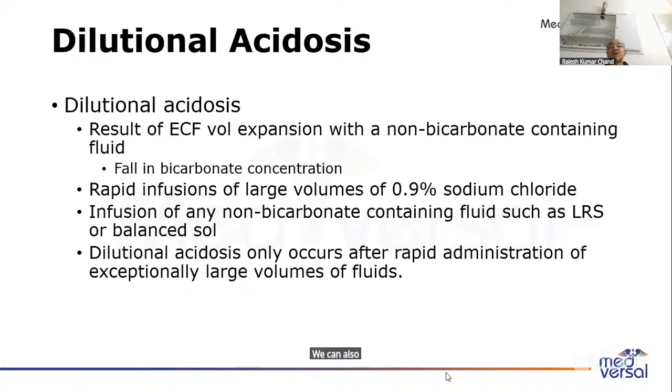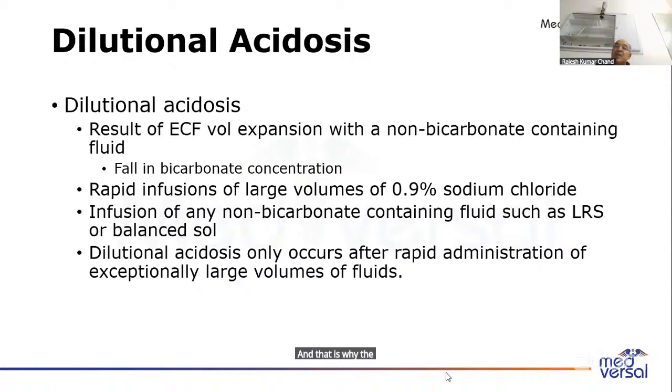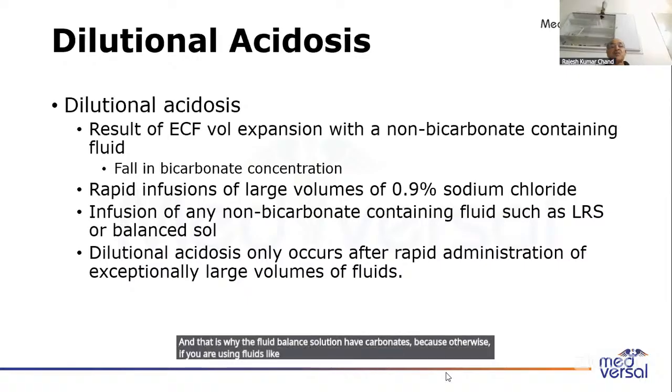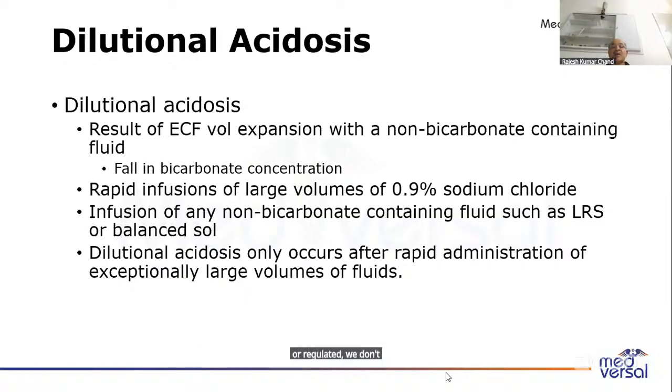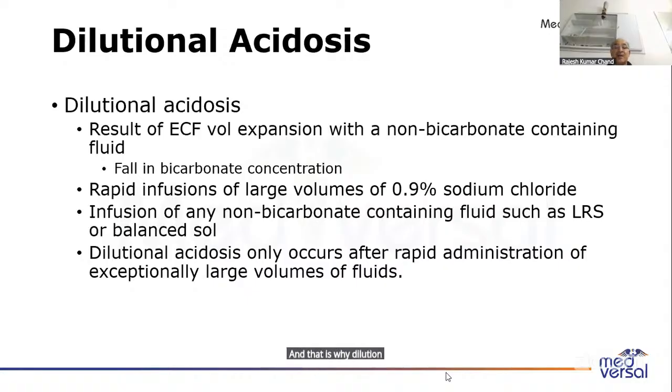We can also have dilutional acidosis. Fluid therapy can cause dilution when we give a large amount of IV fluids. This will result in extracellular volume expansion, and that is why balanced solutions have bicarbonate precursors, because otherwise, with fluids like normal saline, we don't have them. Ringer lactate will change into bicarbonate. But if you are using non-bicarbonate fluids, volume expansion will be there and bicarbonate concentration will fall, and that is why dilutional acidosis can occur. But it occurs only after rapid administration of a large amount of fluids.